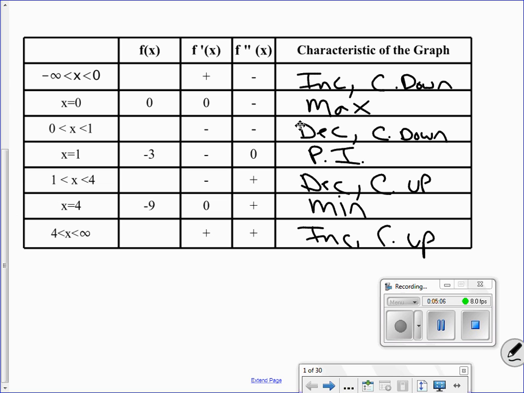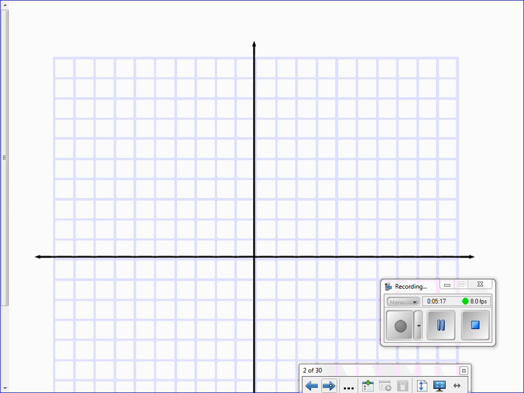So, with these points, and we know the behavior between the points, we should be able to come up with a nice little graph. Okay? And if you plot the points, because I don't feel like going back and forth, sorry.